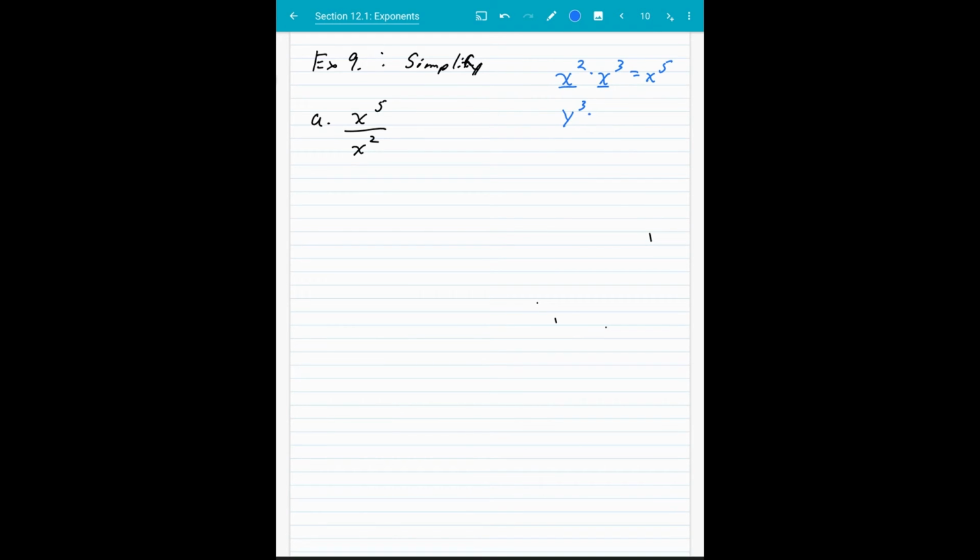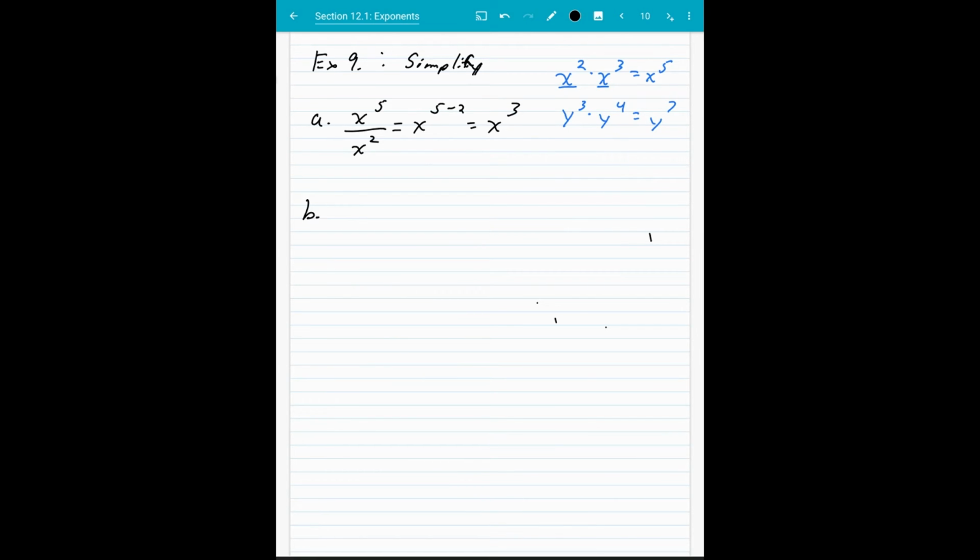If you had y to the 3rd times y to the 4th, that becomes y to the 7th. So if your two bases are the same and they're dividing right here, see it's a division symbol instead of multiplying like we had over here. With multiplication, we add the exponents. So with division, we're actually going to subtract the exponents. This would always be the top minus the bottom number. So this would become x to the 5th minus 2, which is x to the 3rd.